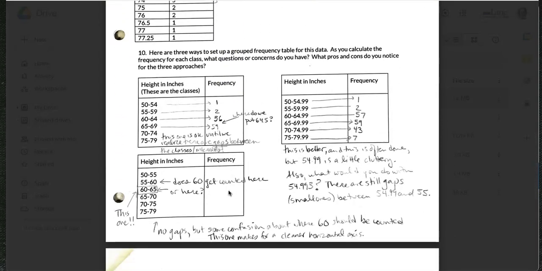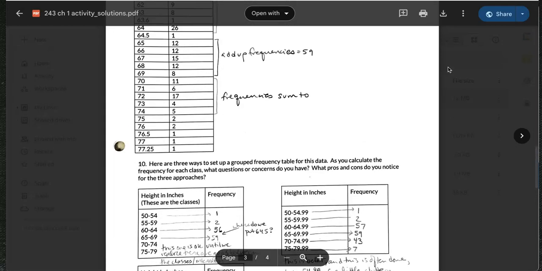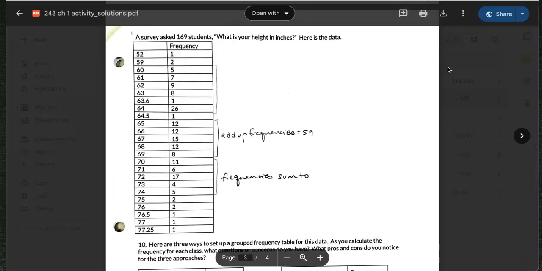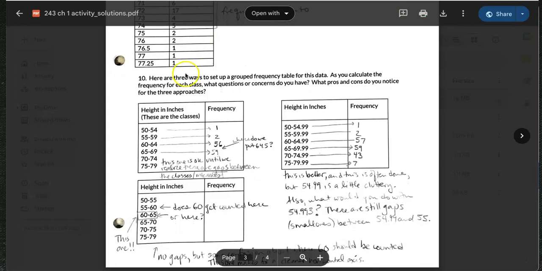This is a grouped frequency table. Instead of listing the frequency of each value, that table was just really long and kind of cluttery, hard to look at. I don't mind having it for my raw data, but this grouped frequency table cleans it up a little bit. And I have 3 different versions here, 3 ways to set up a grouped frequency table for the data. Let's see if I can zoom in on this a bit.